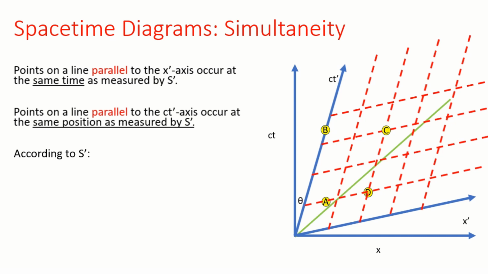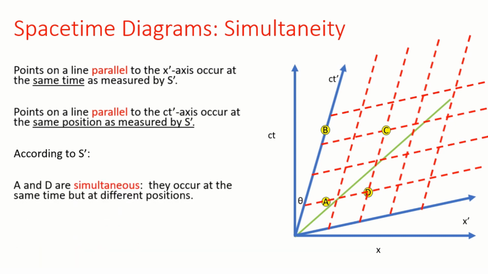Now you'll notice there that A and D have the same temporal coordinates. Okay, they lie on points with the same time, but different spatial coordinates. So according to S prime, A and D are simultaneous. Now, they definitely were not simultaneous according to S. So two events which are simultaneous according to one observer are not necessarily simultaneous according to the moving observer.